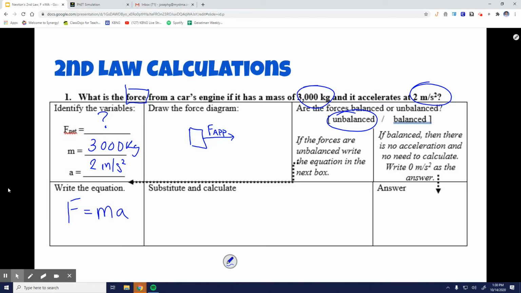If we substitute our numbers in, we are still looking for force, and we know that the mass is 3,000 kilograms and the acceleration is 2 meters per second squared. When we multiply a kilogram by meters per second squared, we get a newton, and 3,000 times 2 gives us our answer of 6,000 newtons.